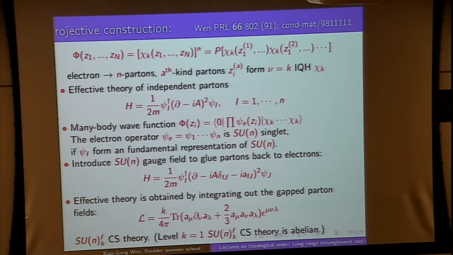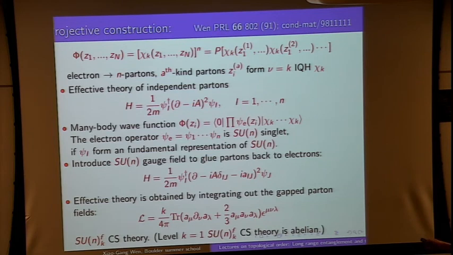So I write this electron wave function in this particular fashion, starting from parton integer quantum Hall states. We have a product of electron annihilation operators that annihilate all the electrons, overlapped with zero. This happens to be exactly this wave function. Okay, so why do I do that? When you do that, you can see one feature: this electron wave function is actually an SU(N) singlet.